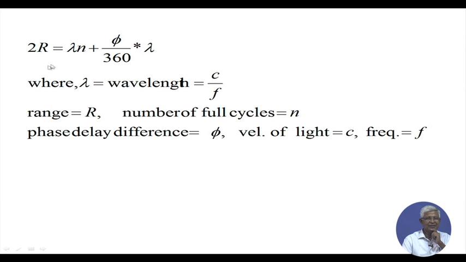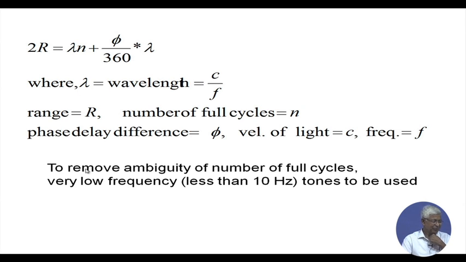You see in this equation, the unknown thing is this n. You do not know how many cycles it has passed. The fraction you can measure, but n you cannot measure. That is the ambiguity. To remove this ambiguity of the number of full cycles it has passed, we can send a signal with such a large wavelength, such a low tone, very low frequency, so that one wavelength itself will be more than 2 times the range delay.